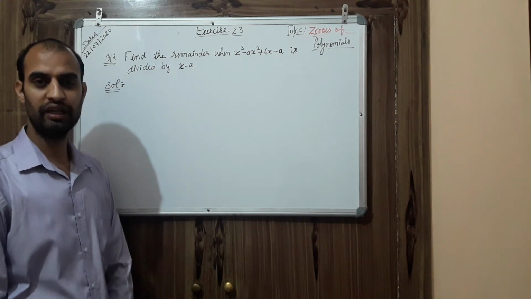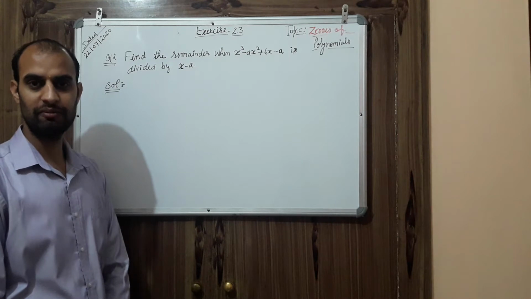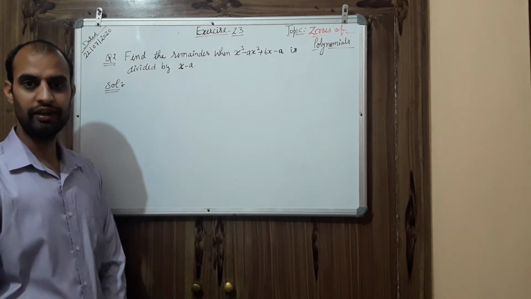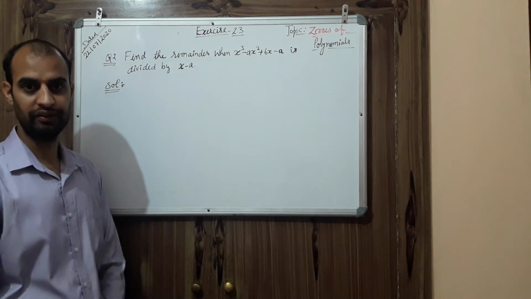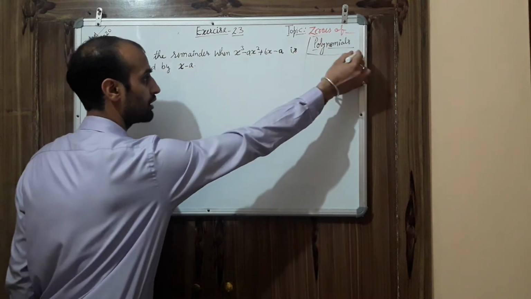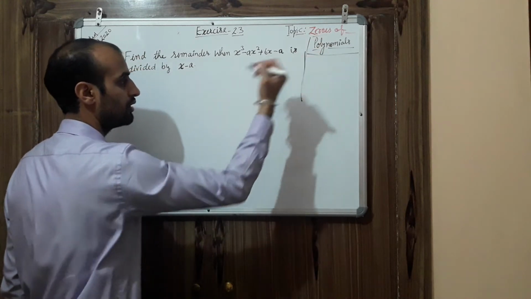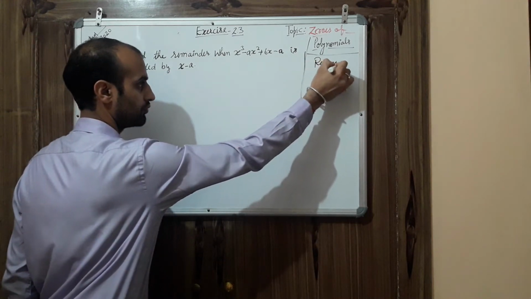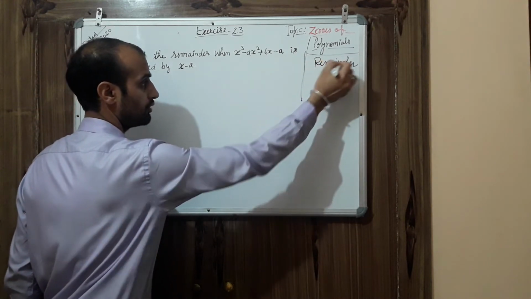As you all know, we are in the second chapter, that is polynomials, and today I am going to tell you regarding zeros of polynomial and how to find the remainder. So mainly zeros of polynomial, and then we are going to discuss today the remainder theorem.